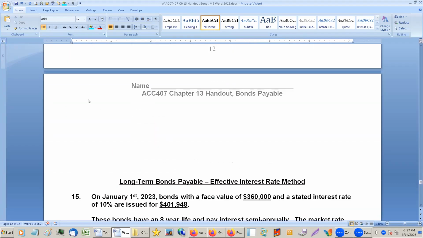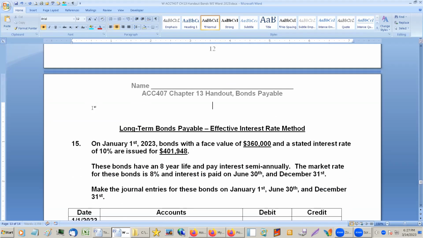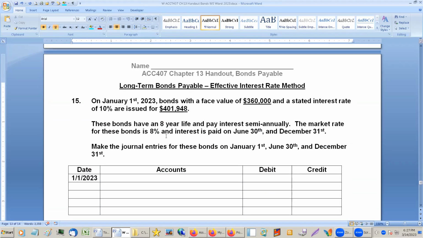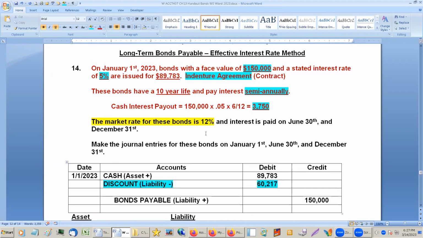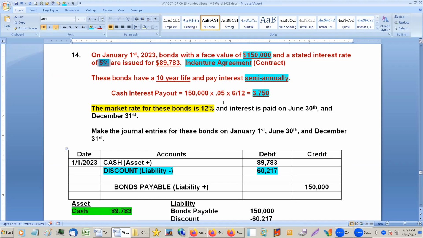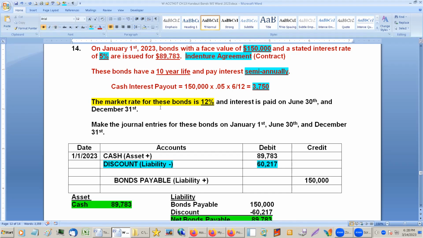All right. And by the way, this kind of shows you why these were sold at a discount. The contract, the indenture agreement, had that we were paying 5%. The market said, okay, your company and in your financial situation, you should be paying 12. So if the market rate is higher than the indenture agreement or the contract rate, these are sold at a discount. The market wants more. That is actually printed on those bonds.